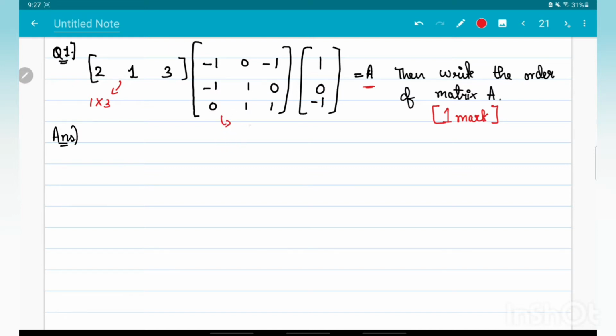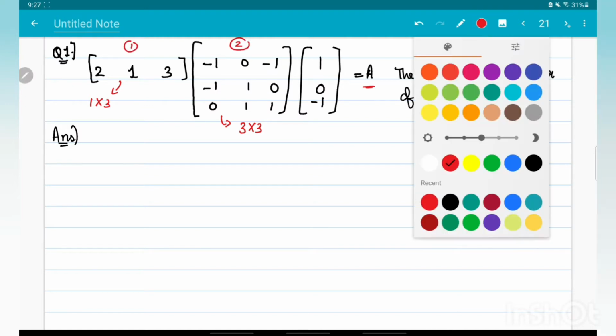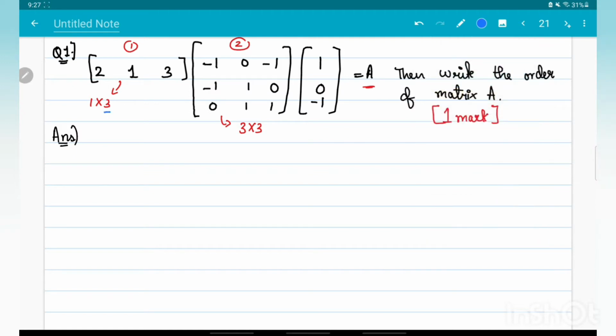Now the order of this matrix is 3 by 3, since there are 3 rows and 3 columns, and we write the order of a matrix as rows by columns. Now whenever we multiply two matrices, the first step is to check whether the columns of the first matrix are equal to the rows of the second matrix or not. So this here is our first matrix and this is our second matrix. Over here, the columns of the first matrix are actually equal to the rows of the second matrix. So that first step is satisfied, which means that the multiplication of these two matrices is possible.